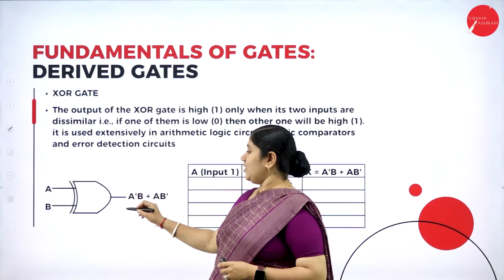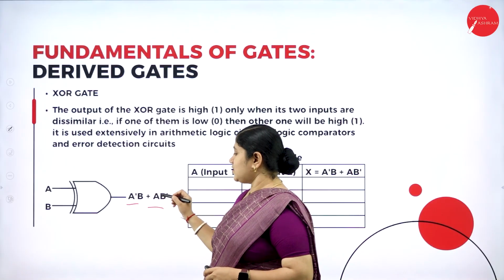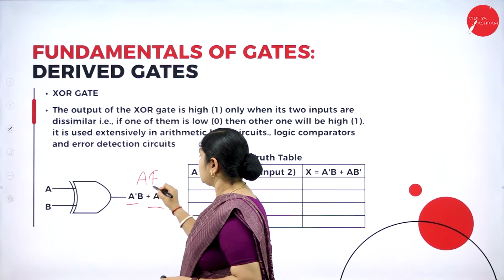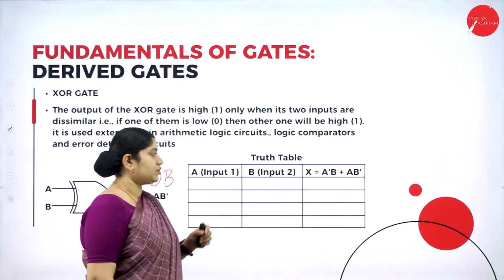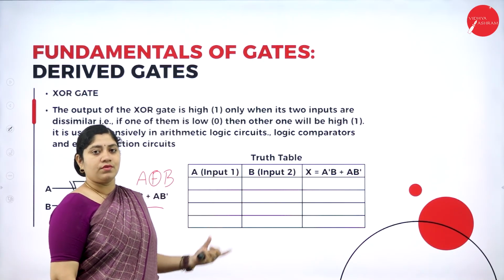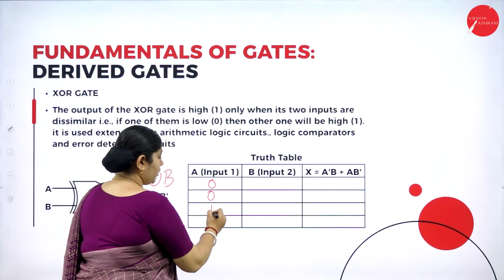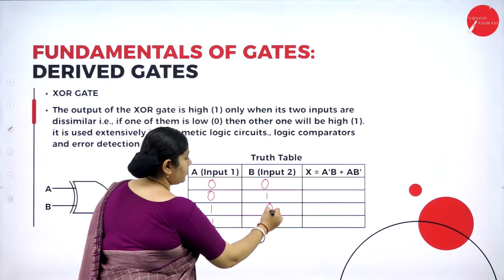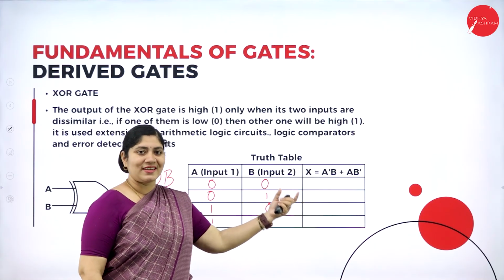where the expression for XOR gate is A dash B plus AB dash, which can also be written as A XOR B. Now let's see a truth table. As it has 2 inputs and 1 output, we have to go with 4 different combinations of input, that is 0, 0, 1, 1 followed by 0, 1 and again 0, 1. Done. Now we have to write the output.